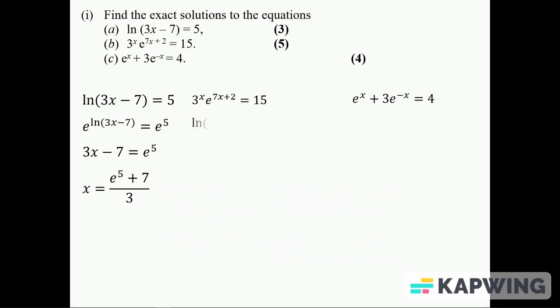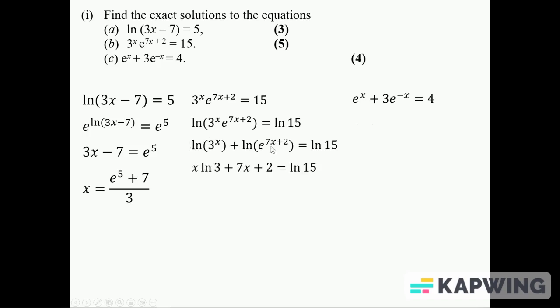The next one, if I do the ln of both sides, I'm going to use the log rules here. I've got 3 to the power of x multiplied by e to the 7x plus 2. So when I'm multiplying here, I'll add the ln's. Now, I can simplify this because I can bring the x down. So that's x ln 3. This term is just 7x plus 2, still ln 15. So what I'm going to do is take the 2 over and isolate the x's, take the x out as a factor. And now I've got the x on its own, and divide by that bracket.